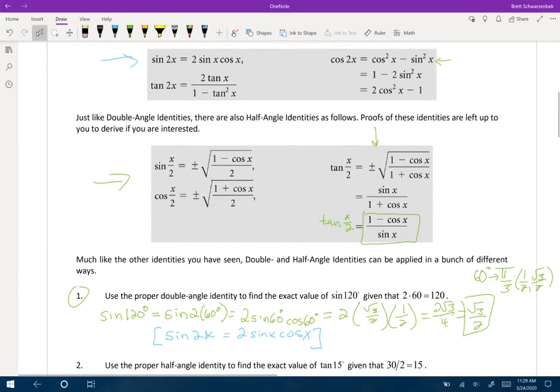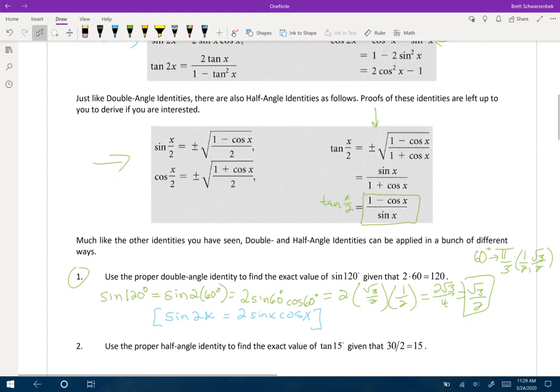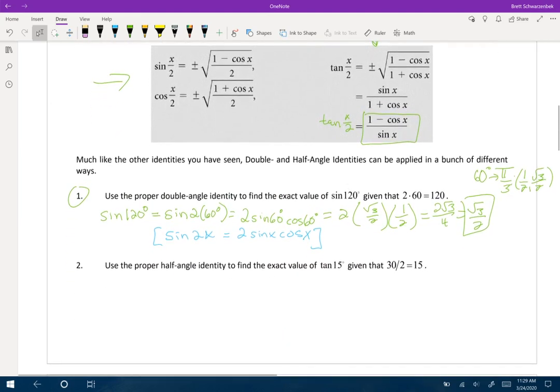I didn't do any derivation for these just because it's much more complicated, but these are the formulas you are going to use. So for example, if you look at number 2, it says use the proper half angle identity, find the tangent of 15 degrees, given that 30 over 2 is 15.